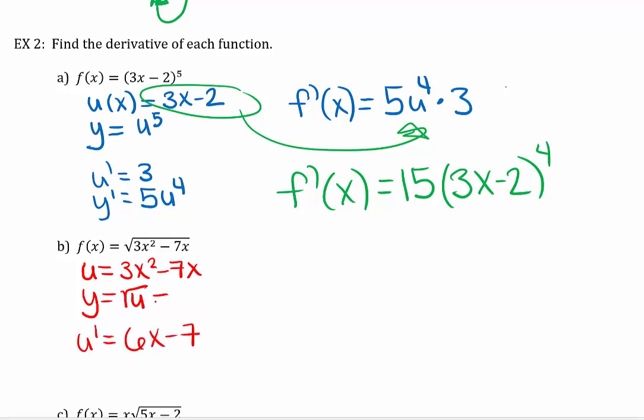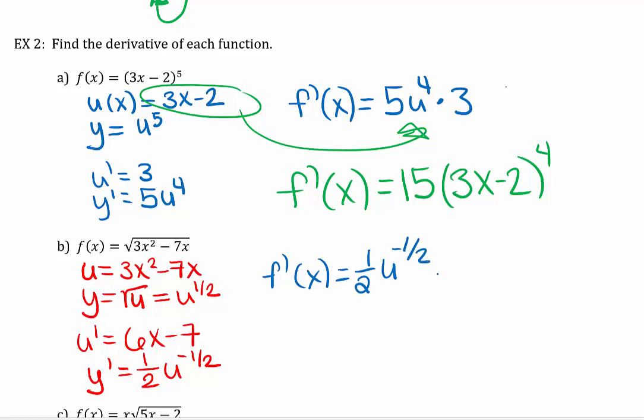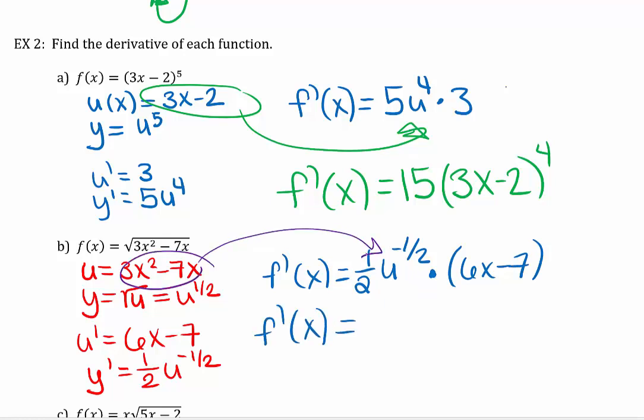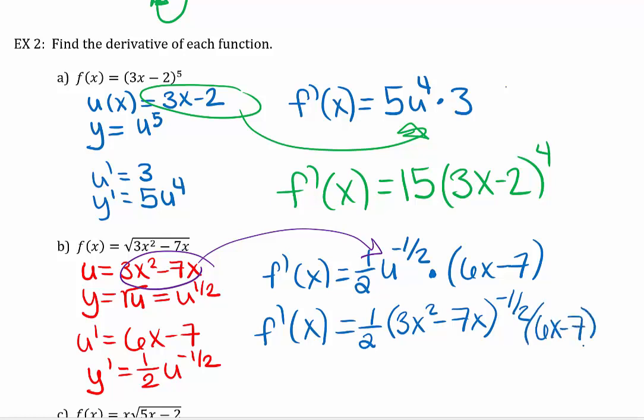And square root of u is u to the 1/2. So my y prime is 1/2 u to the negative 1/2. Then the chain rule says the derivative of this function is y prime, 1/2 u to the negative 1/2, times u prime. I would then change that u into an x. U is 3x squared minus 7x. So I get 1/2 (3x squared minus 7x) to the negative 1/2 times 6x minus 7.